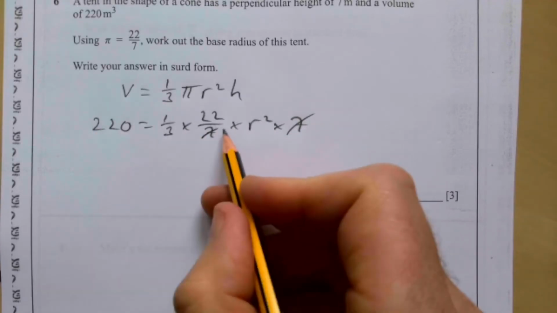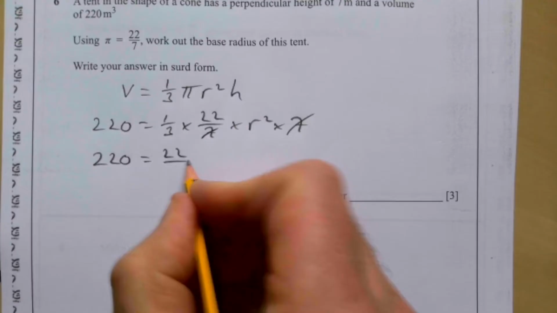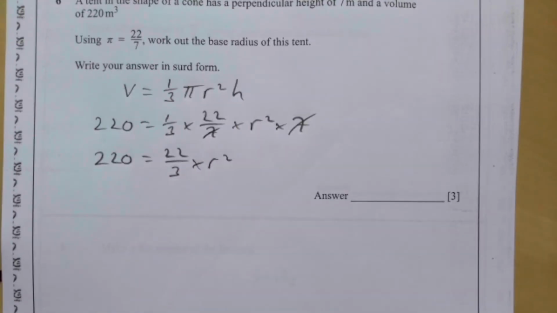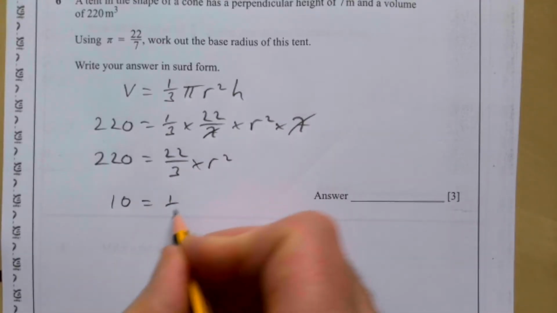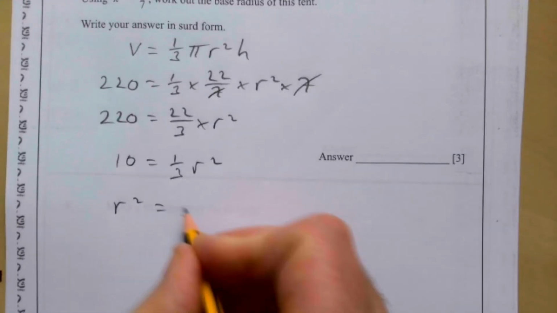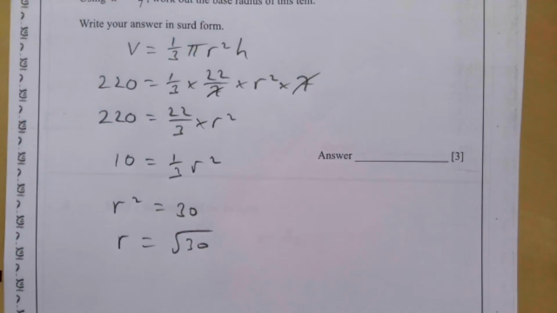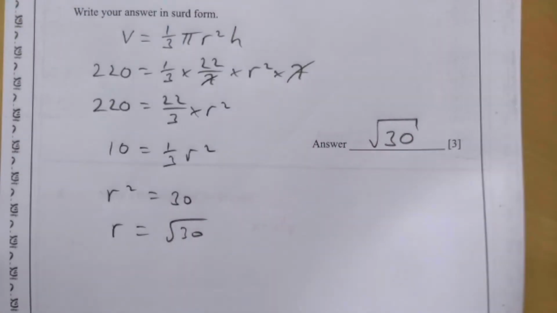And we can divide both sides here by 22. I'm just going to write it out before I do that. 220 is equal to 22/3 multiplied by r squared. Both of those very clearly divide by 22. That gives me 10 is 1/3 r squared. That means r squared is 30. So r then is going to be root 30. That doesn't cancel down any further. So we can put our answer into there.